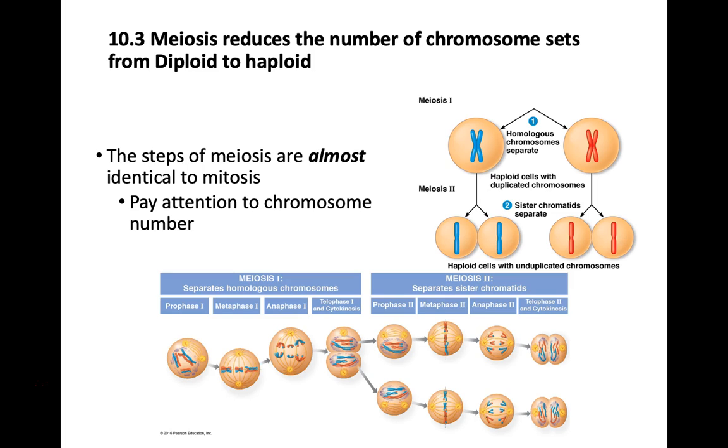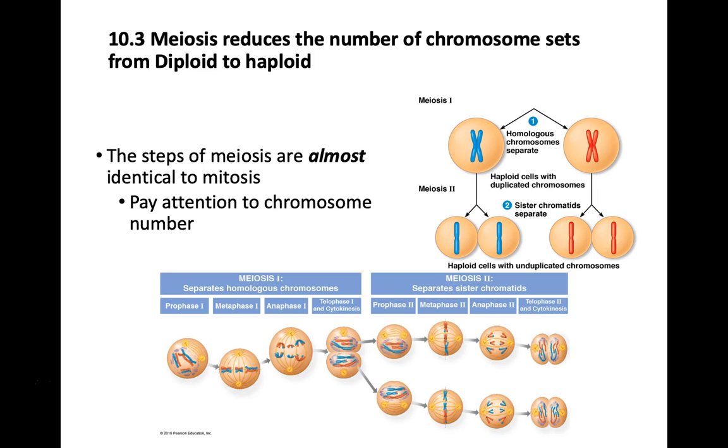This happens twice, though, in meiosis. So once meiosis I produces 2 daughter cells, then each one of those daughter cells divides, and that's where we get our total number of 4. Keep in mind that the purpose of meiosis is reduction in the number of chromosomes.